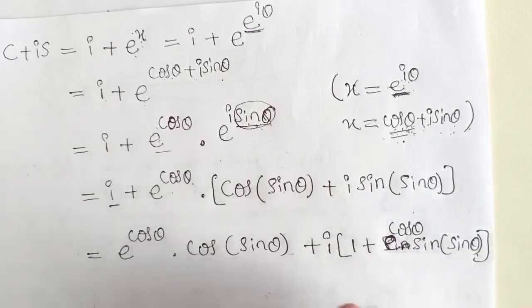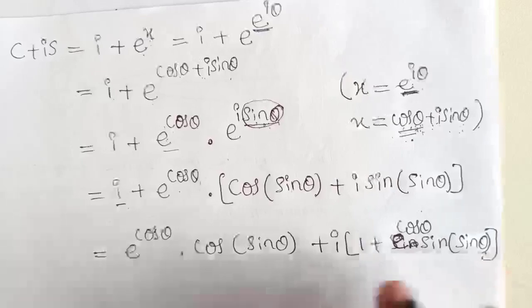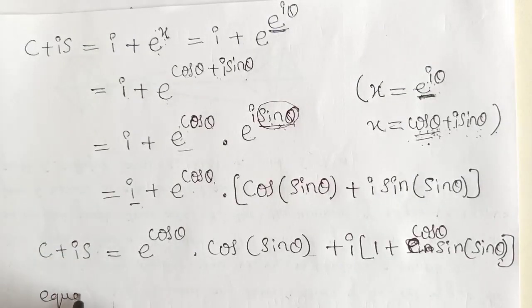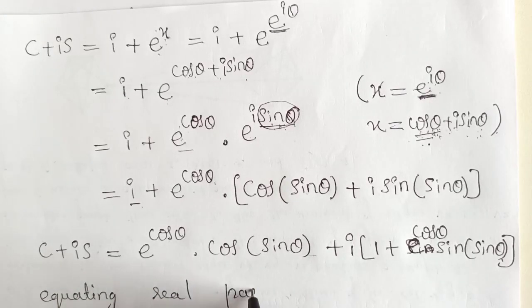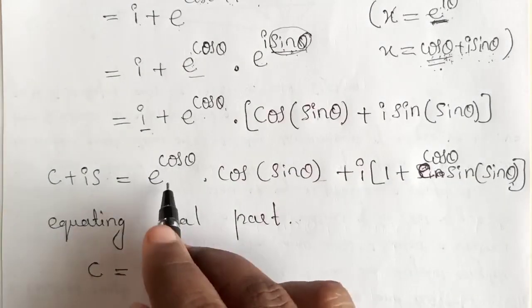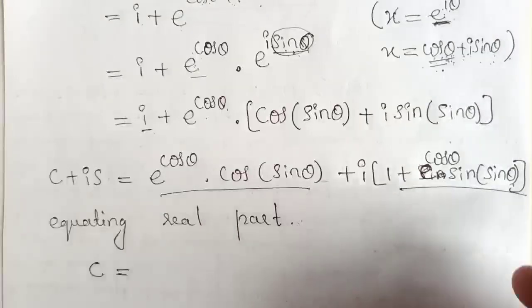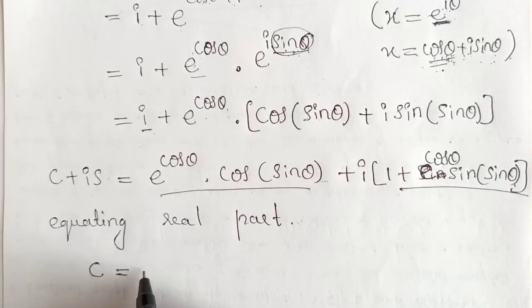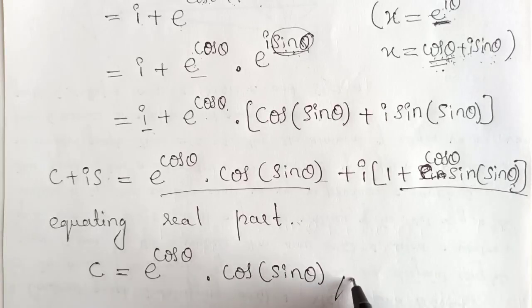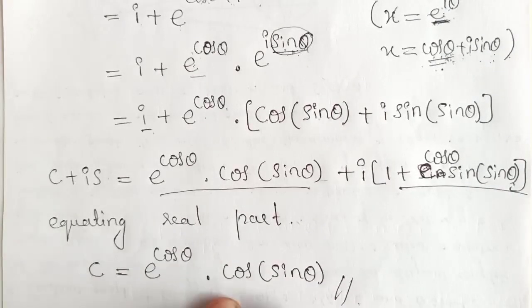Okay, so this is the imaginary part, but we need the real part only. Therefore we equate the real part. Equating the real part, we get c equals, so this is the real part and this one is the imaginary part. So on equating the real part we get c equals e raised to cos theta into cos of sin theta. So this is the sum of the given series.